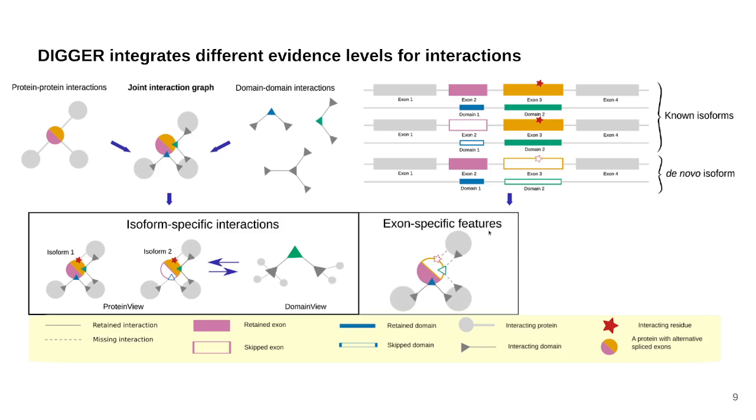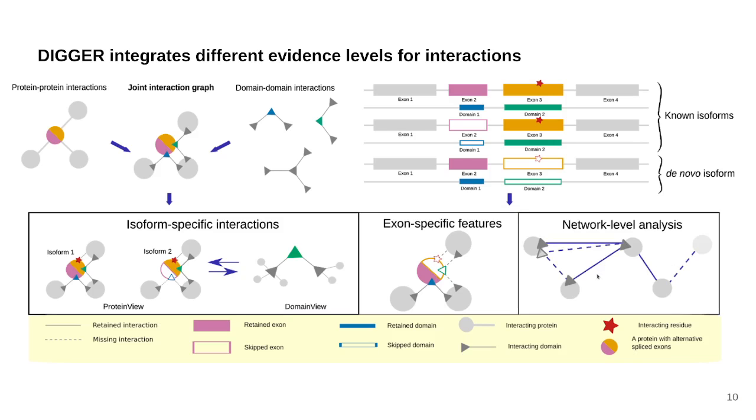We could also do that at exon level. So we basically map all exons to their domains and their residues, and then look at the specific interactions that will be lost by this exon or are the responsibility of this exon. And we could do that at network level, which is just an extension of the first mode, where you look at interactions between multiple isoforms.